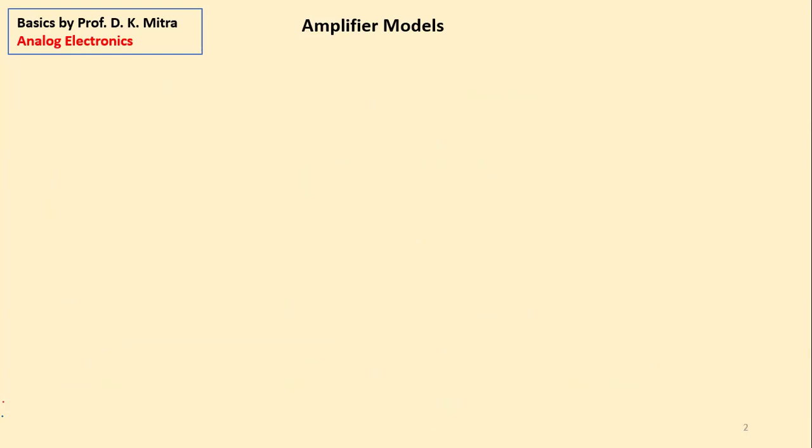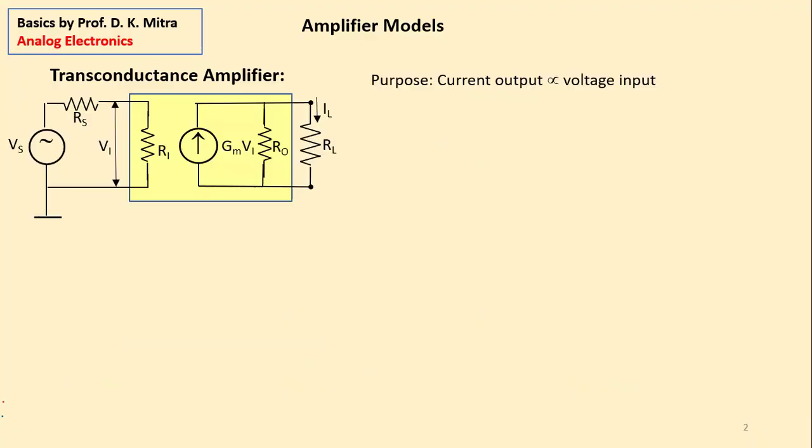Now let's go to the third type. Third type is a transconductance amplifier. This name is a very threatening name, but the actual application is very common. Here, current output is proportional to voltage input. Here, the input is a voltage source and output is a current. In our electronic circuits, we often need this particular electronic circuit where current output is proportional to voltage input.